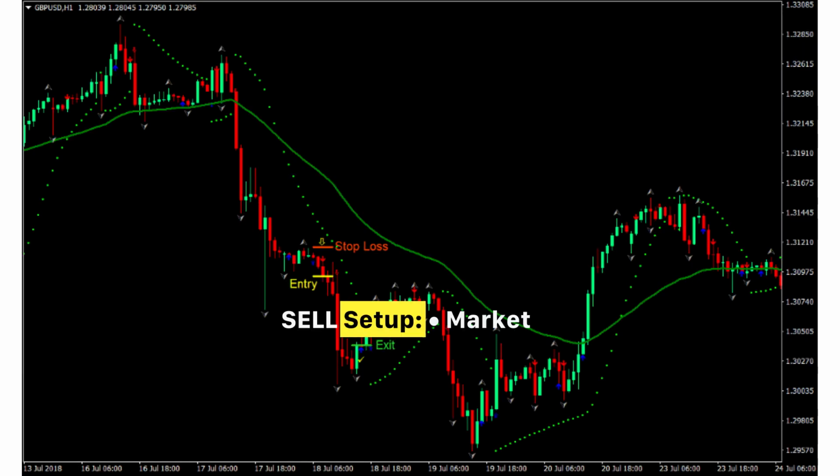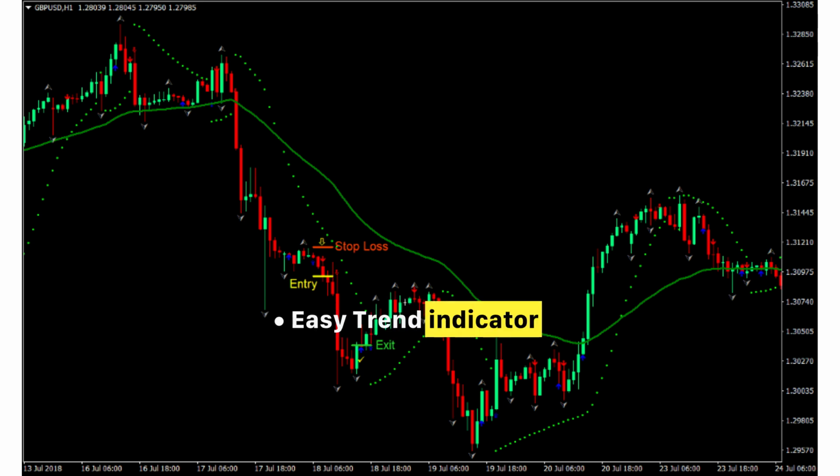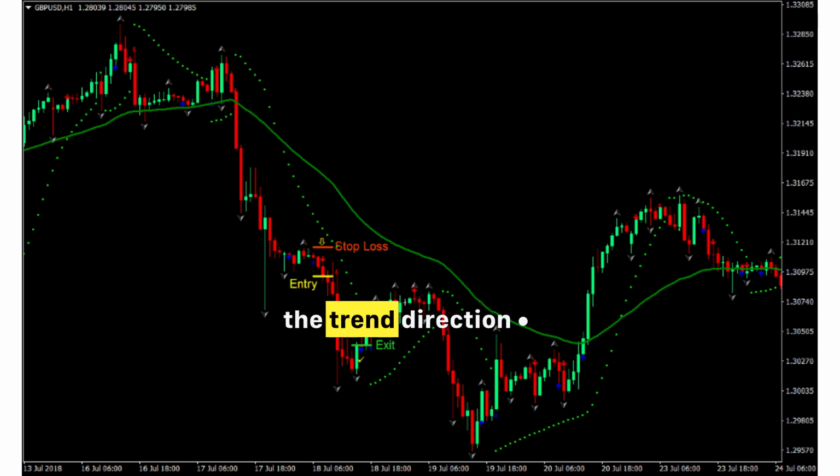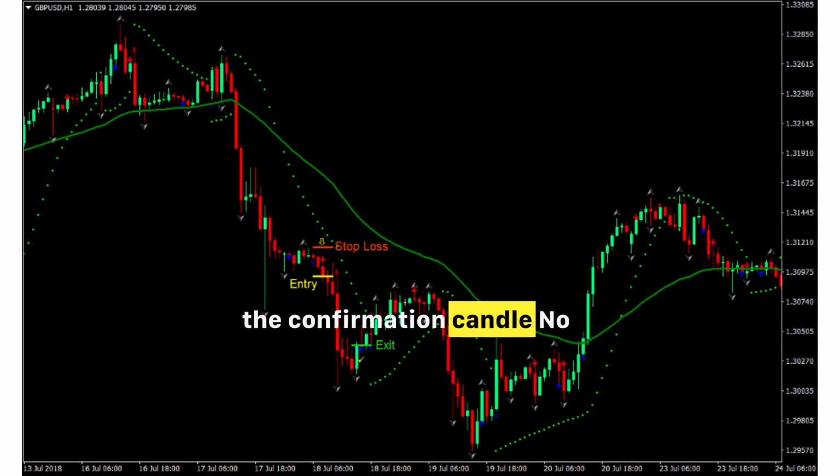Sell setup. Market is in a downtrend. Easy Trend indicator turns red. Price is trading below the trend line. A bearish candle closes in the trend direction. Enter a sell trade at the close of the confirmation candle.